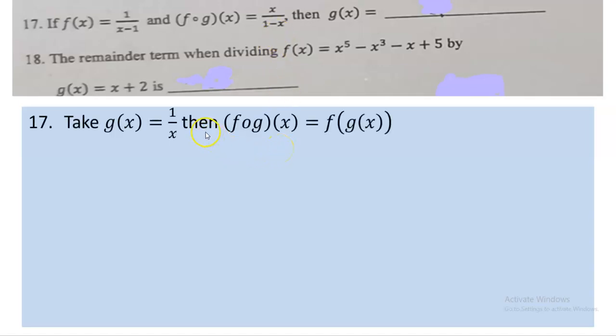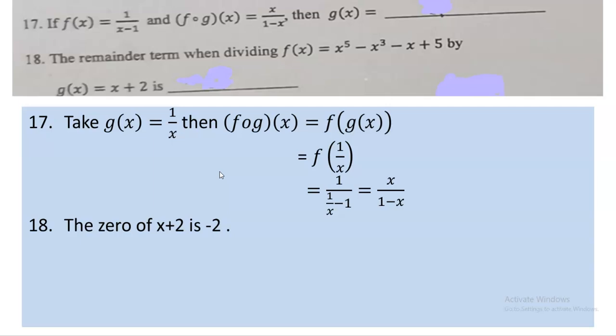If you take g of x to be 1 over x and calculate f o g of x, you will obtain f of g of x, and your g of x is now 1 over x. So f of 1 over x is a matter of putting 1 over x in place of x in your f of x, so 1 over x minus 1, which actually is x over 1 minus x. So it's when g of x is 1 over x that you can obtain f o g of x to be x over 1 minus x. So the answer is going to be 1 over x.